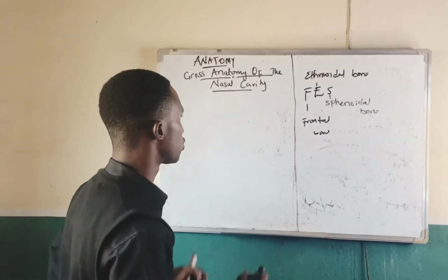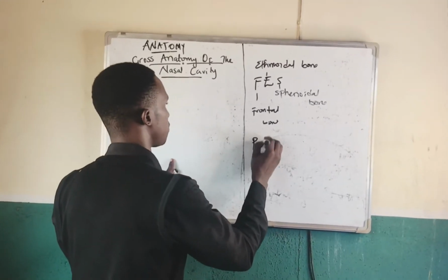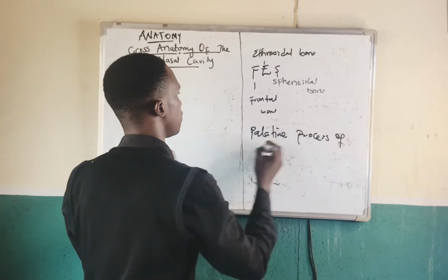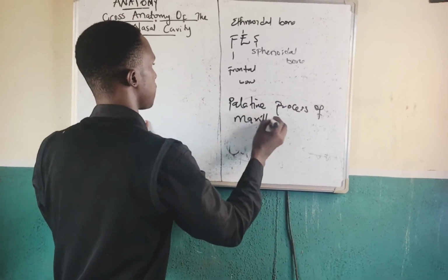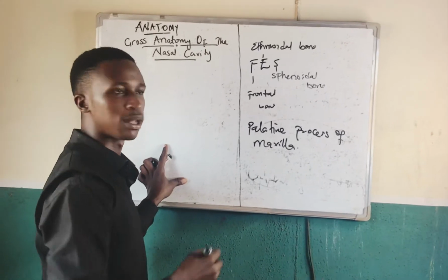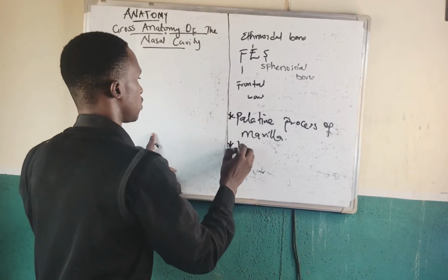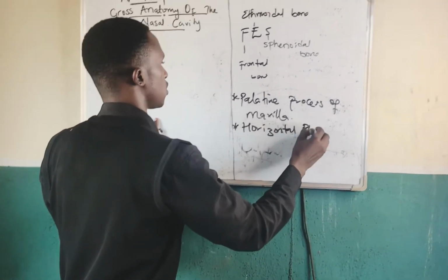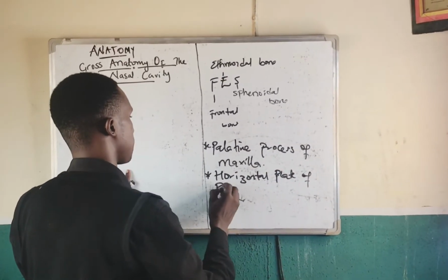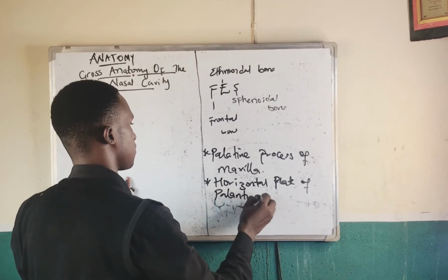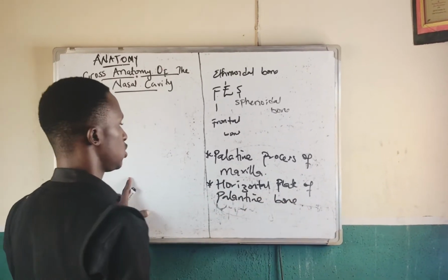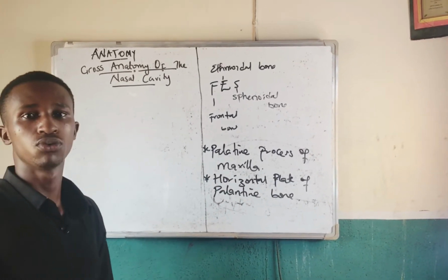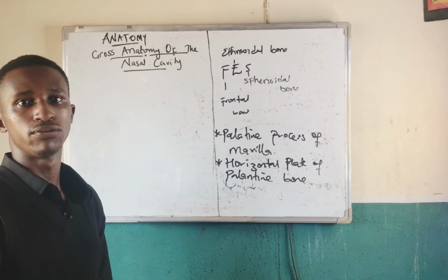The palatine process of maxilla, and 2. the horizontal plates of palatine bone. These two bones, which form the hard palate, also form the floor of the nasal cavity.